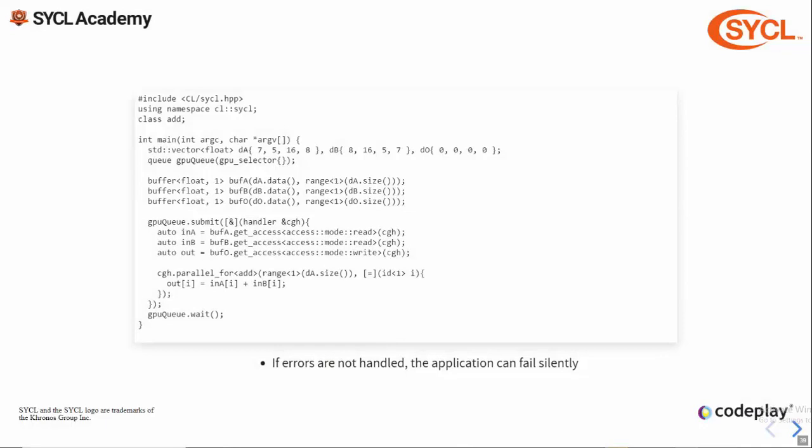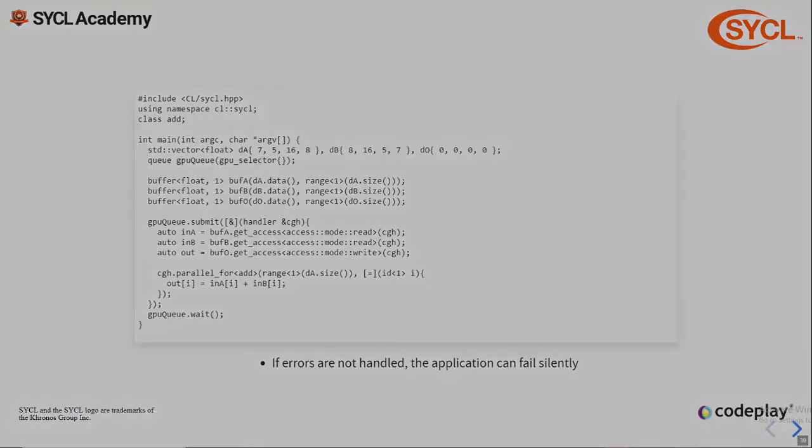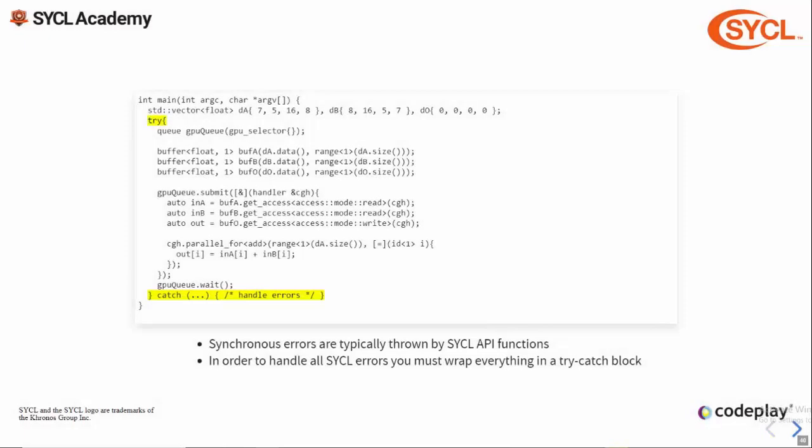Here we have the vector add example from the last lecture. In this version, we don't have any error handling, which means if an error does occur, the application will fail silently. Except perhaps a log to the console, but that's implementation defined. The first thing to do to handle errors is to wrap any SYCL application code in a try-catch block. This will catch any synchronous exceptions being thrown by the SYCL API.